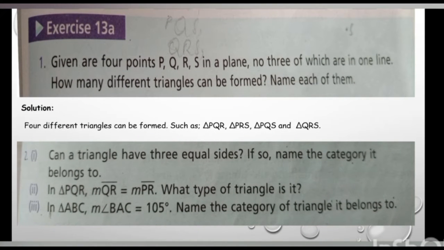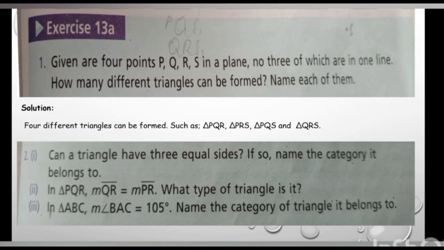Now start doing this exercise. Exercise 13a, question number 1. Given are 4 points P, Q, R, S in a plane, no 3 of which are in one line. Okay, we are given 4 points P, Q, R and S. Okay, no 3 of which are in one line. How many different triangles can be formed?